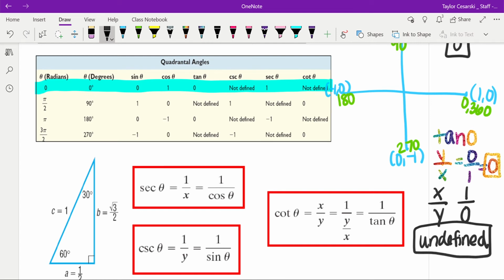So anytime you end up dividing by 0, you're going to have an issue there, okay? So you can't divide by 0, and that's going to happen anytime you're having a cosecant where sine equals 0, or a cotangent where anytime your denominator is going to equal 0, okay?